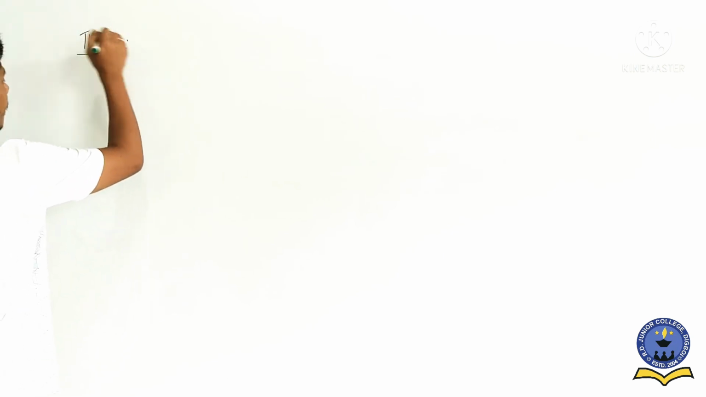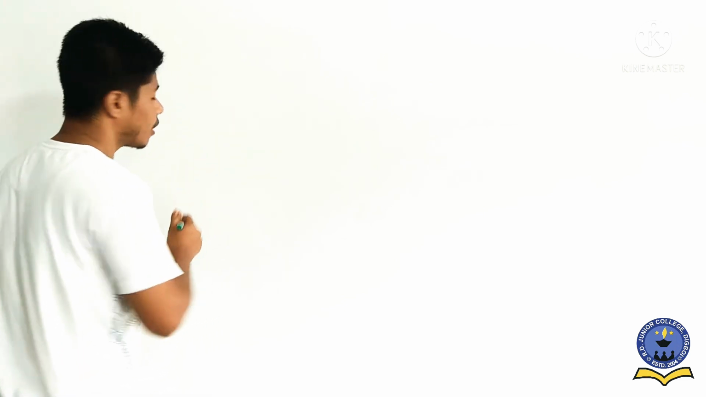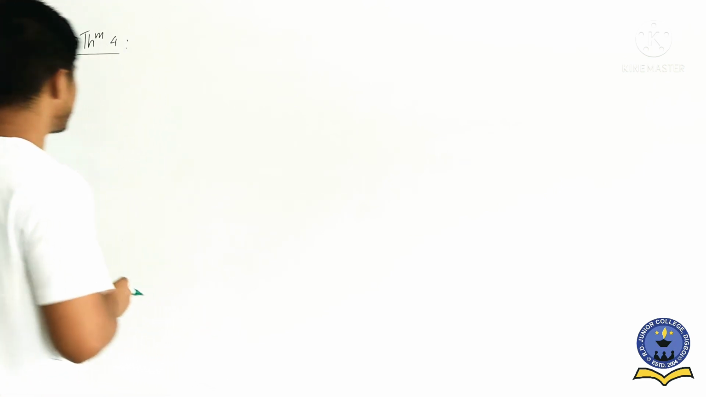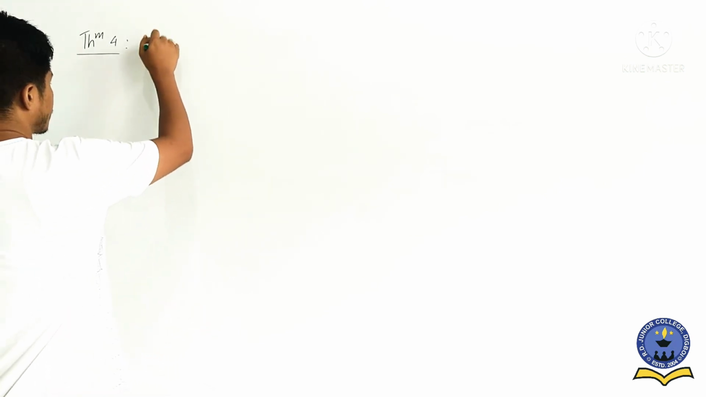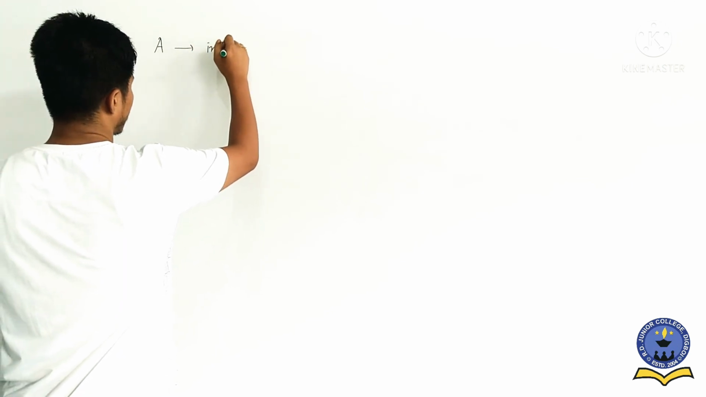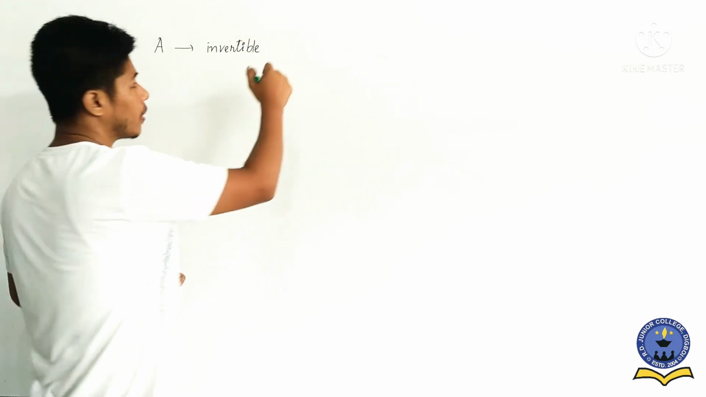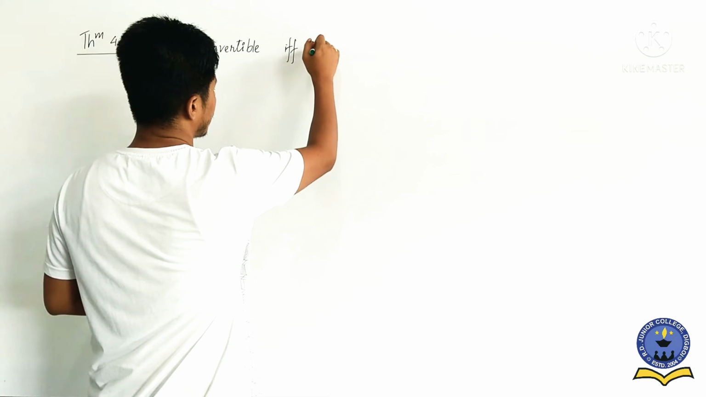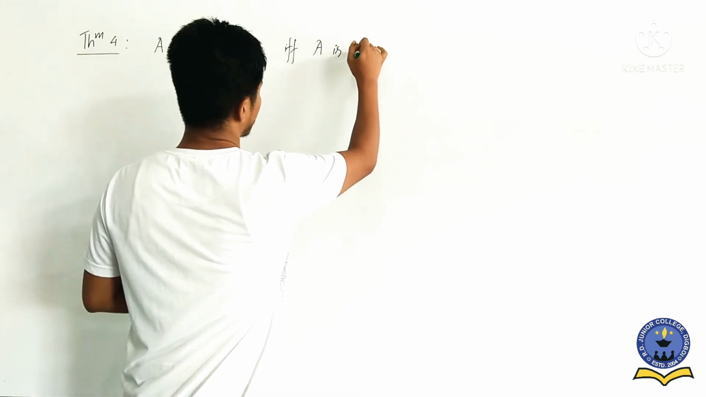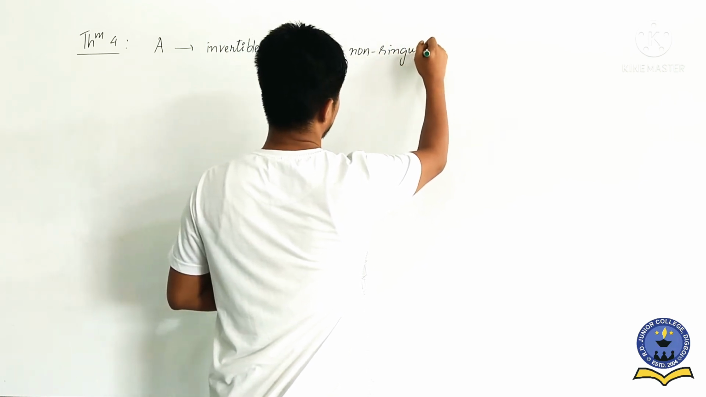If you see theorem number 4, it is given in this way. First of all, if we consider a square matrix, remember in case of determinant, we always consider a square matrix. Suppose A is a square matrix, and A is said to be invertible if and only if A is non-singular. This is a very important point.